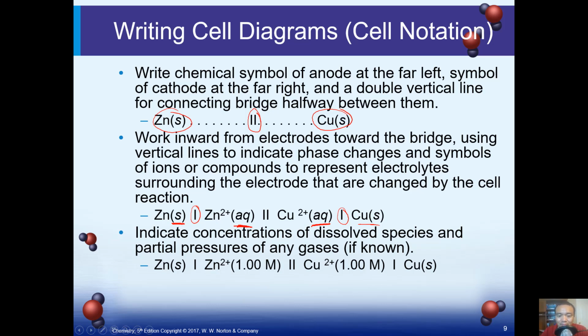And step 3, if known, indicate the concentrations of the dissolved species or the partial pressures of the gases involved in the half cell reactions. For example, you can write the concentrations in parentheses. If there is no concentration, you can simply write something like this. For example, if you don't have the specific concentration, you can simply write aq, as you see over here.